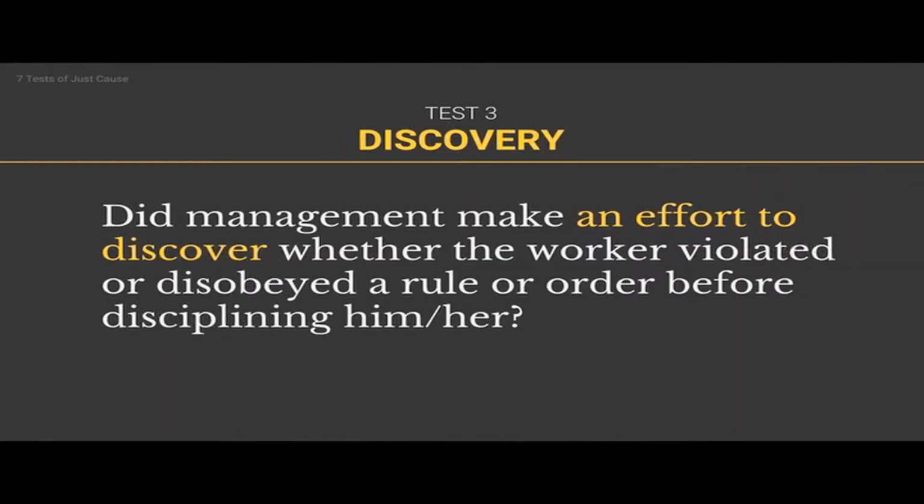The third test, discovery. Did management make an effort to discover whether the worker violated a rule or order before disciplining him or her? This is somewhat related to the next test, which is fair investigation, but this test focuses on whether the investigation was done in a hasty and limited way. As an example, where the employer relied on one witness to determine discipline, although there were others present when the purported action occurred and the employer failed to interview them.